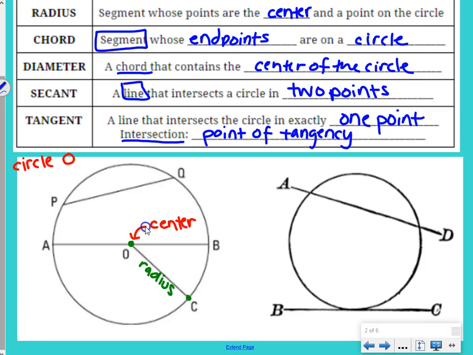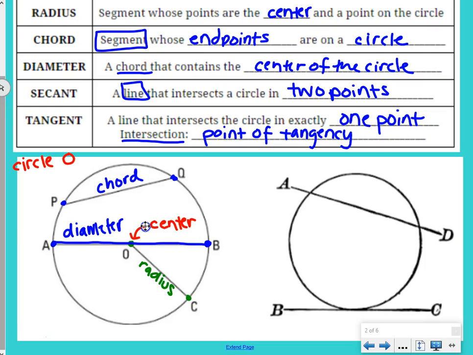A chord has its endpoints touching the sides of the circle, so PQ would be a chord. Then our special chord would be the diameter, and that would be endpoints on the sides of the circle and then goes through the center of the circle. So this AB would be our diameter.